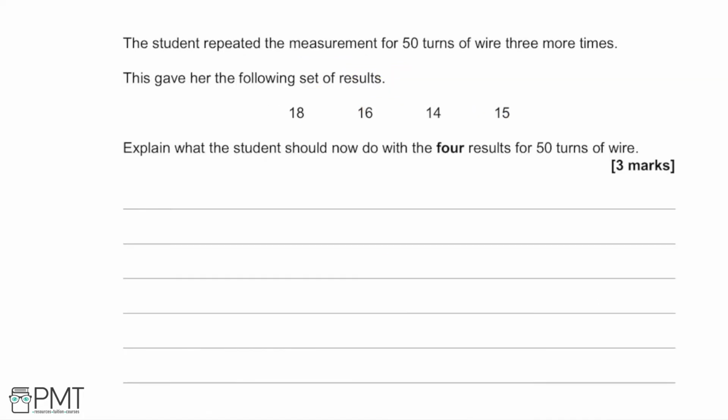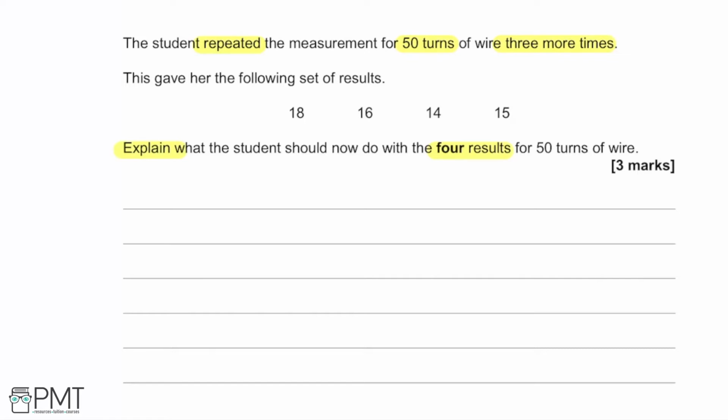So now in this part of the question, we're told that the student repeated the measurement for 50 turns of wire 3 more times, and this gave her the following set of results. So we have 18, 16, 14 and 15. And then we're asked to explain what the student should now do with the 4 results for the 50 turns of wire. So it's useful to note here that the question is worth 3 marks, so we're going to be looking for quite a detailed explanation with a couple of points just backing up what we're doing.